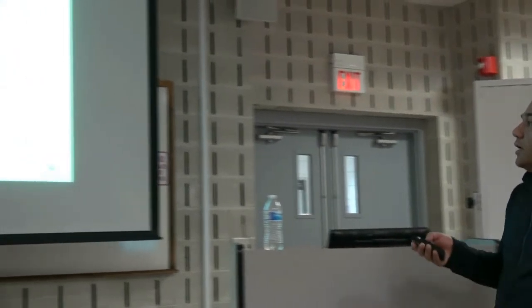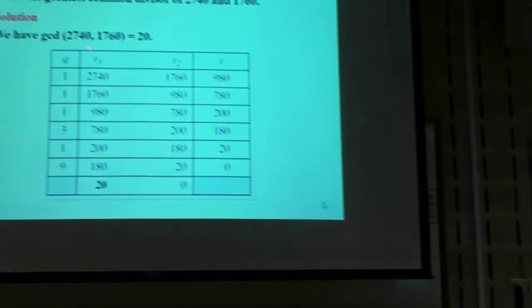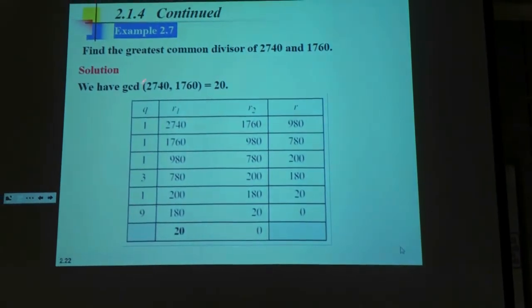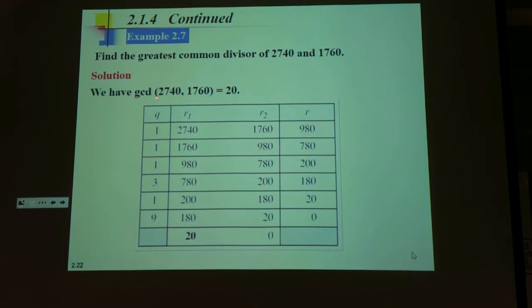So let's take a real example. Can you calculate for me on your paper right now what the greatest common divisor is between 2,740 and 1,760? You have 1 minute. Try it.